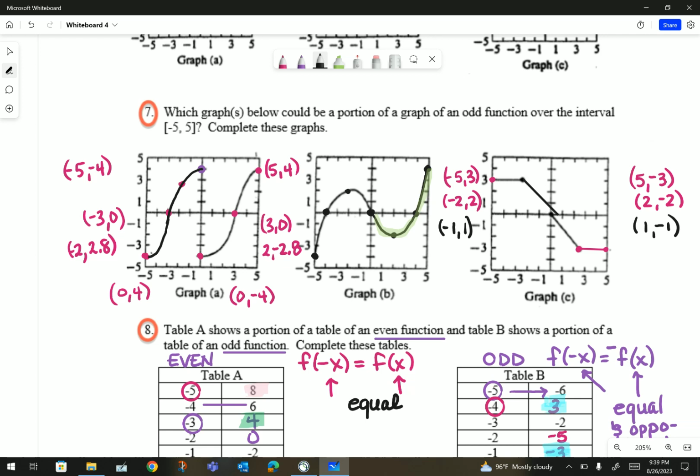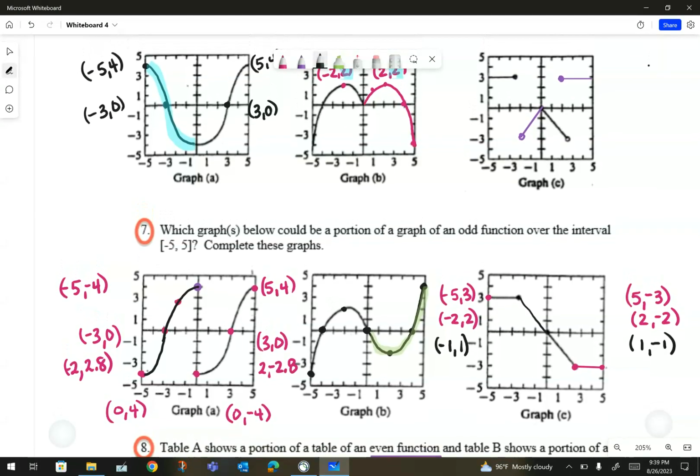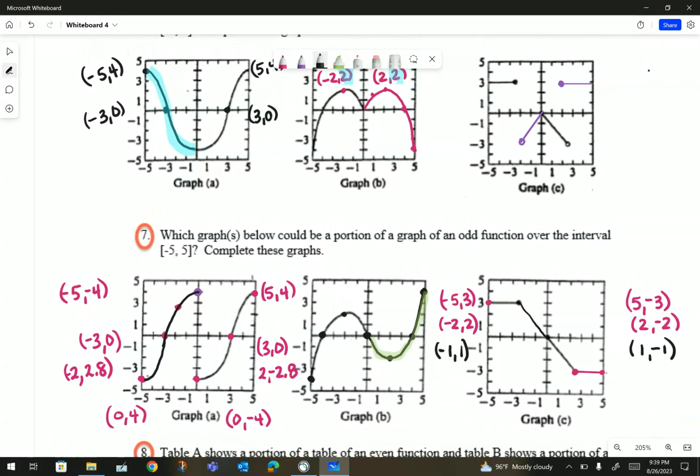It's not willing to cooperate, so I'm going to just do that freehand because it's not doing what I want it to do. Okay, so that's what it'd be there. So it doesn't matter the shape of your graph. You can force a sketch of a portion of a graph and cause it to become an even or an odd function.